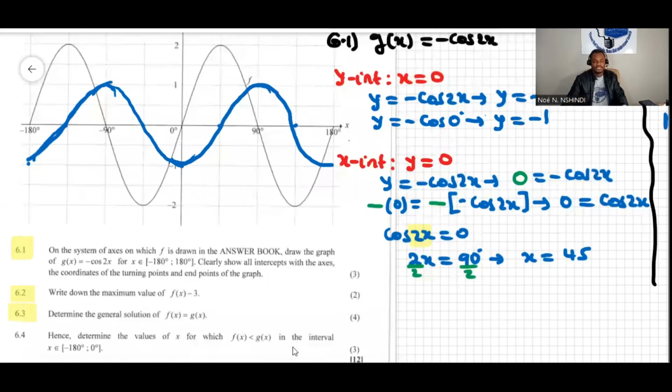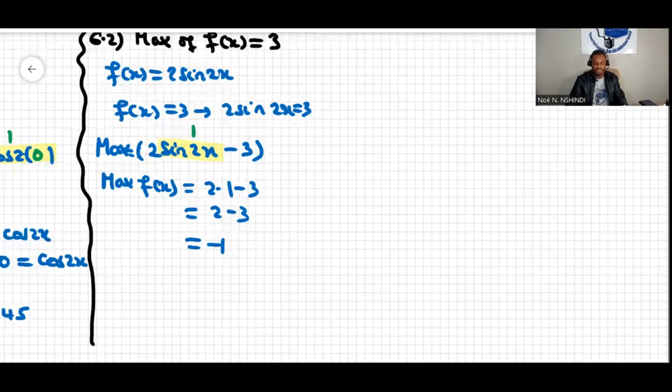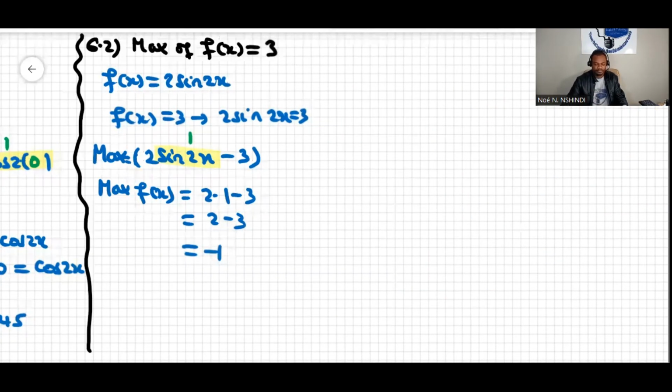This one, the question says, determine the general solution of f of x equal to g of x. Okay, I'm gonna move my board like this. 6.3. We want to find the general solution, so the values of x for which f of x equals g of x. This is what we're looking for, those values of x.